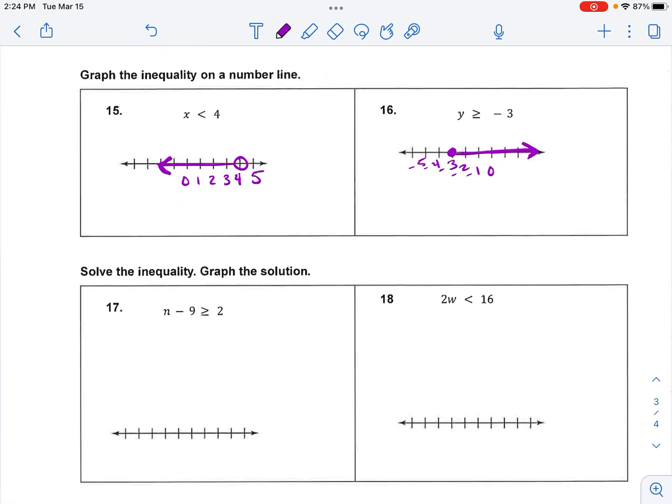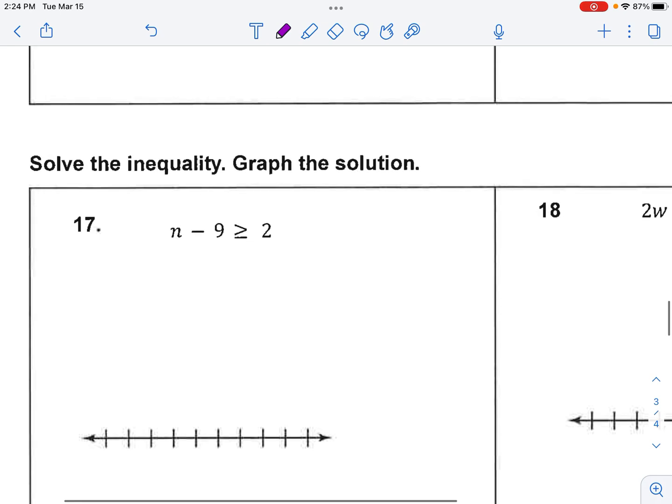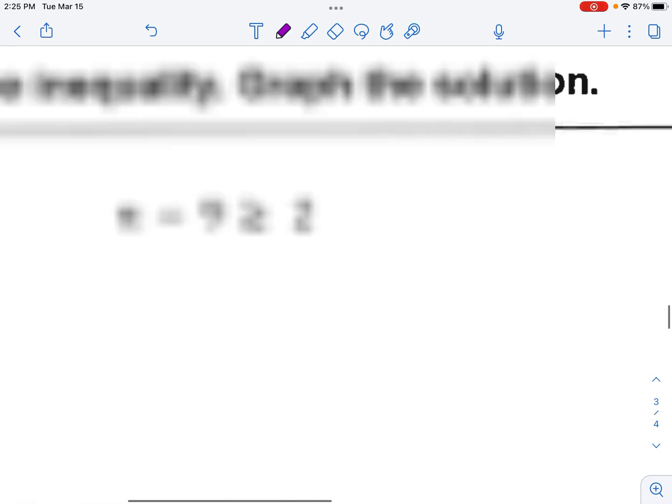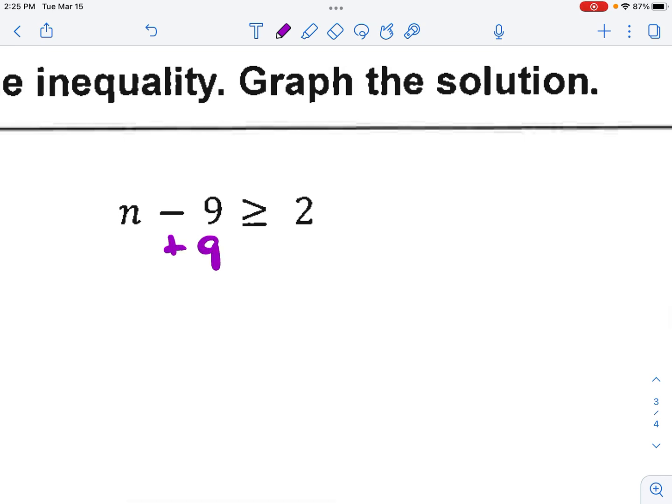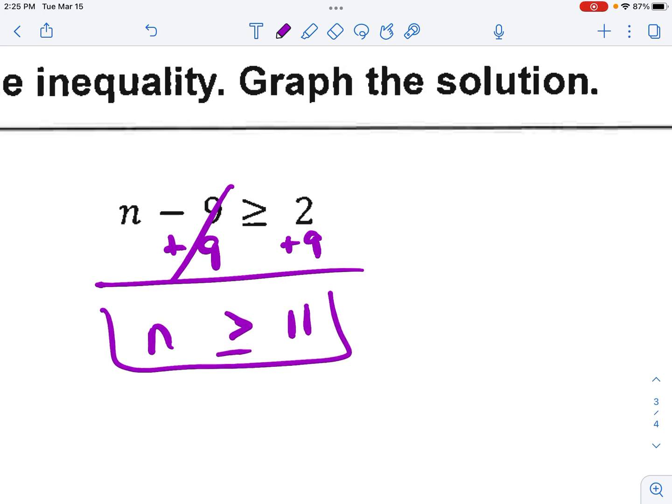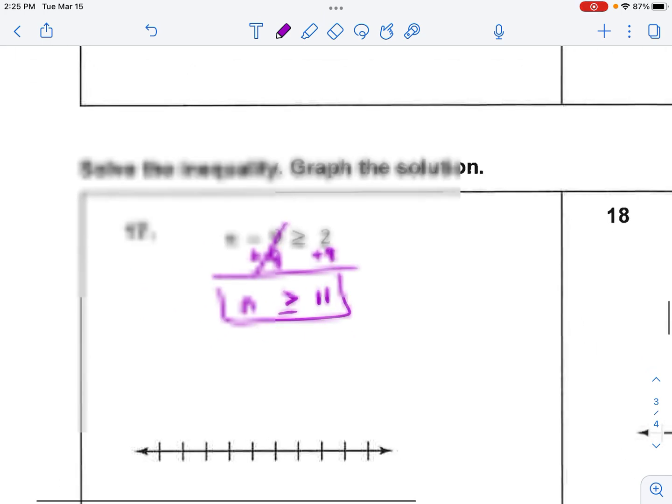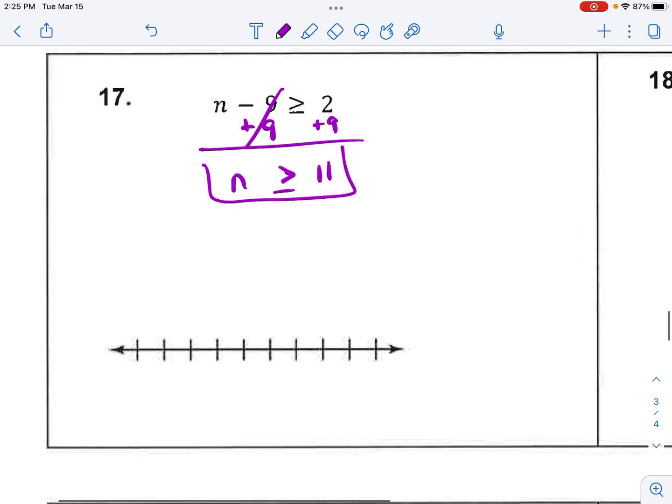The next section wants us to solve the inequality and then graph the solution. Remember, to solve any equation or inequality, we're using the inverse operation. So if it says n minus 9, we're doing the inverse and adding 9. So n is greater than or equal to 11, which is what we're graphing.